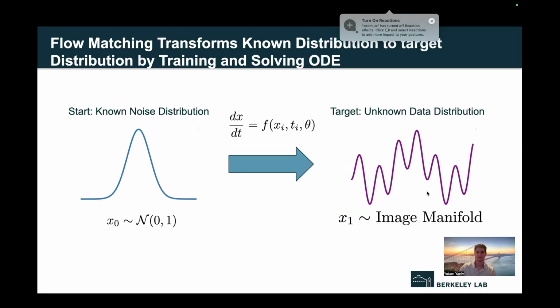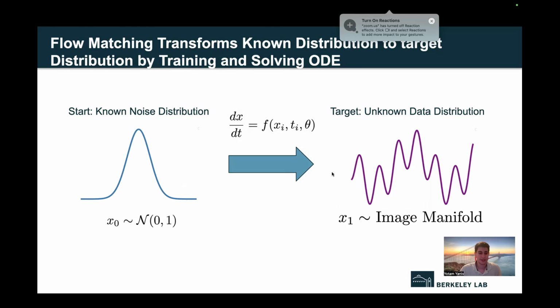To understand why flow matching is expensive, let's look at the underlying mechanism by transforming a simple distribution, such as Gaussian noise, over to our target data distribution.